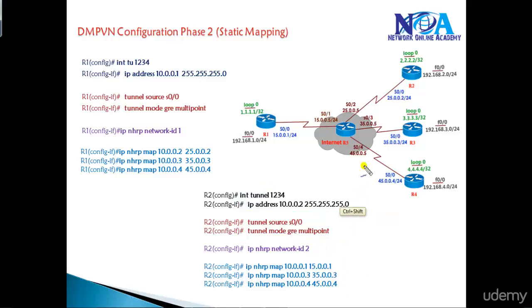As we need dynamic tunnels to be built from router 1 to router 2, and router 2 to router 3, and router 2 to router 4, the mapping has to be done manually. If you are not using manual mapping, then we can go with dynamic mappings as well. We'll talk more about dynamic mappings probably in our next video. Now in this section we'll verify the phase 2 configurations using static mappings.